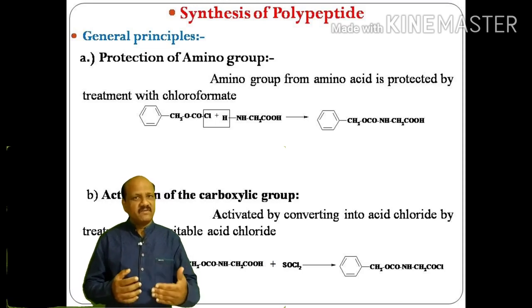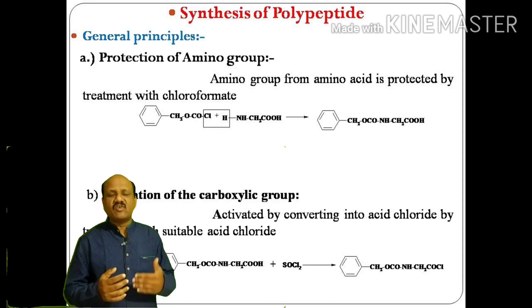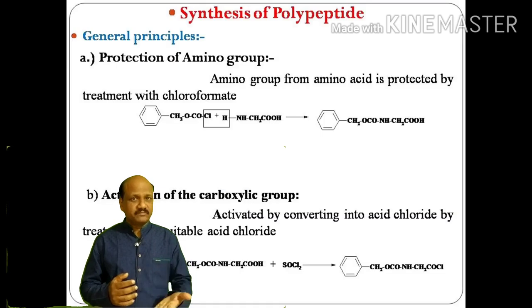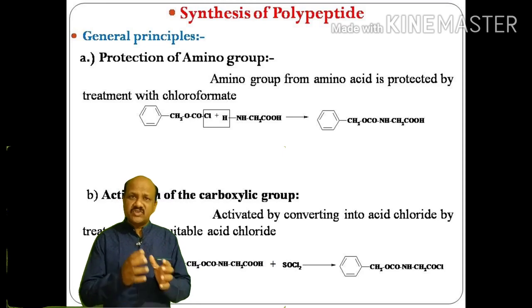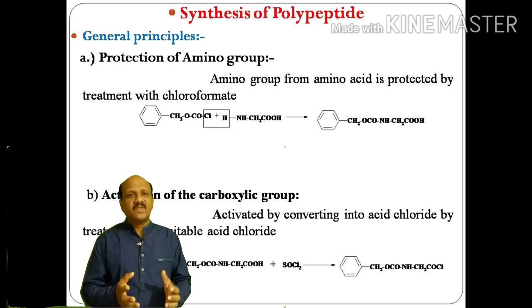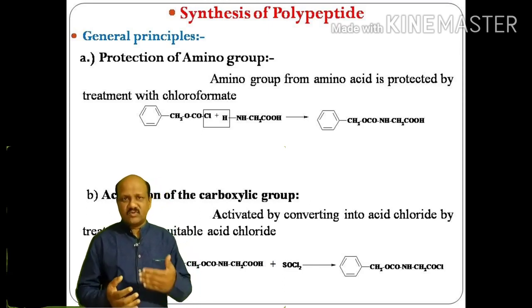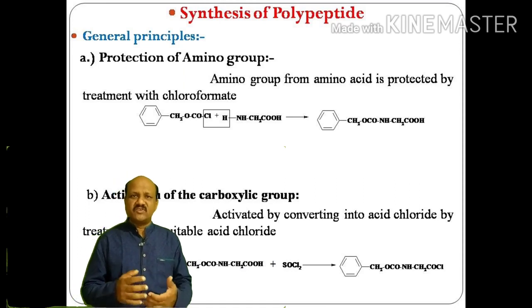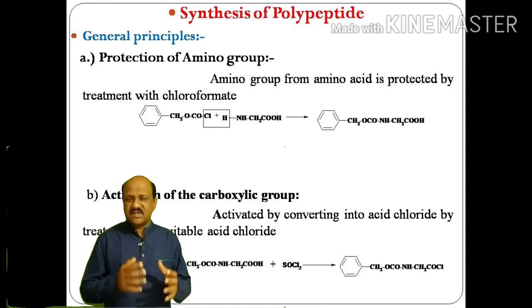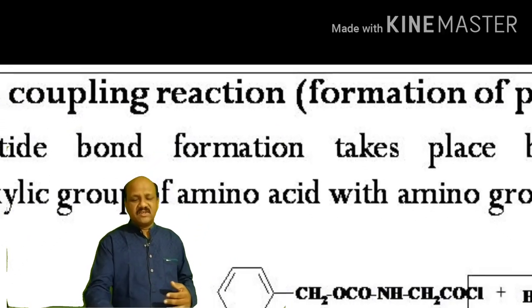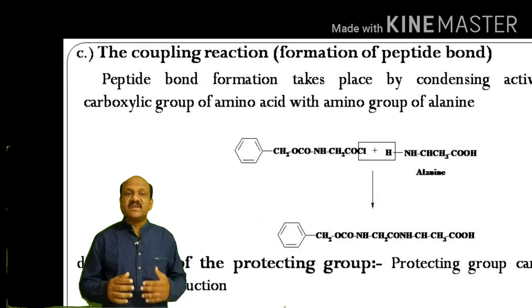This is the first step, and the second step is activation of the carboxylic group. Now, we have to activate the carboxylic group by substituting the OH of the carboxylic group with a chlorine atom, which we can do by reacting with the SOCl2 molecule. So, the derivative of the amino acid which was formed in the first step reacts with the SOCl2, and then you will get the chloro-substituted product.